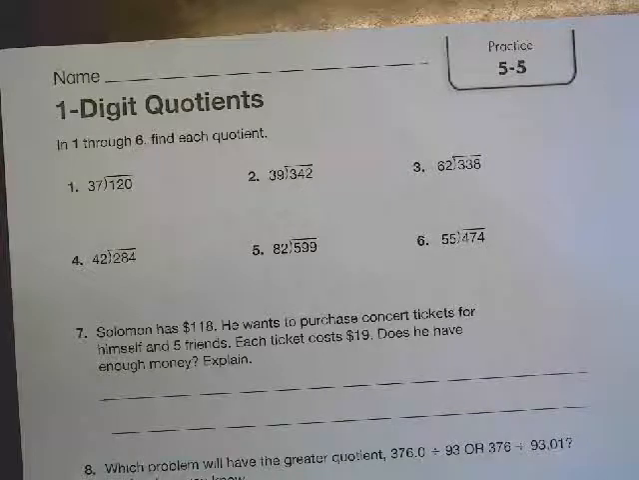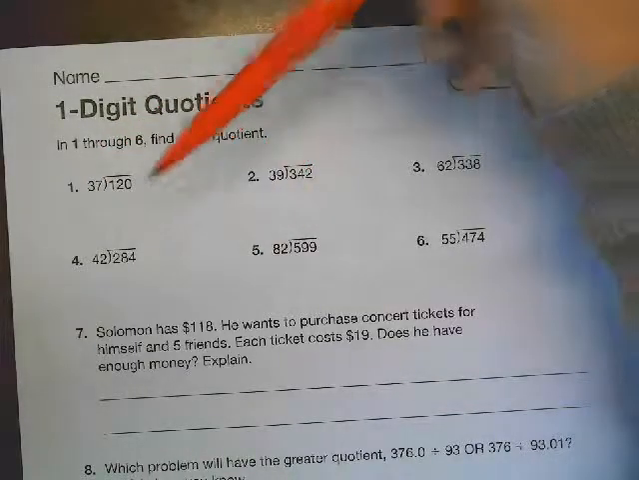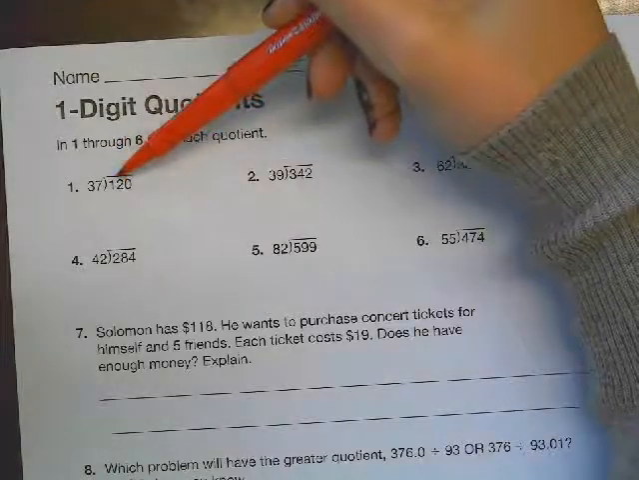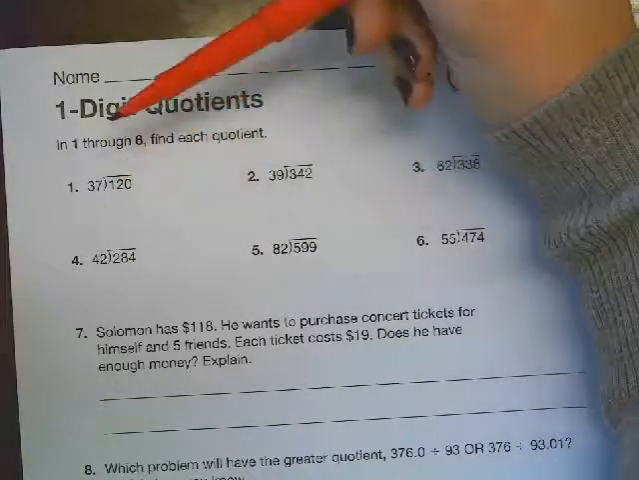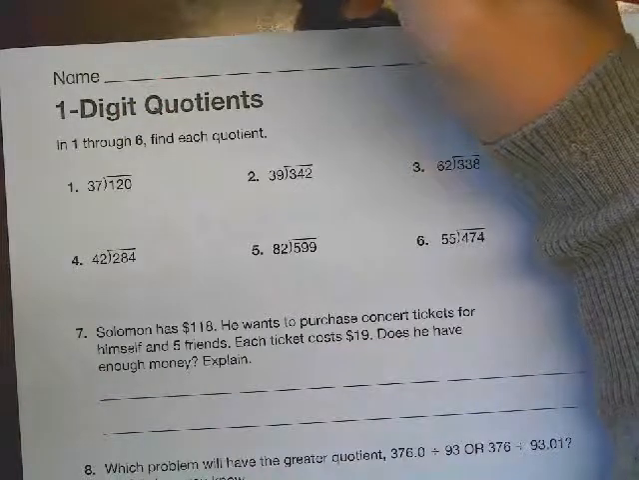All right, so basically what we were doing today is we were continuing to divide. We've got a 2-digit divisor here. And unlike Friday's assignment, we have to use compatible numbers and do a little bit of guess and check to help us figure out our answers, okay?